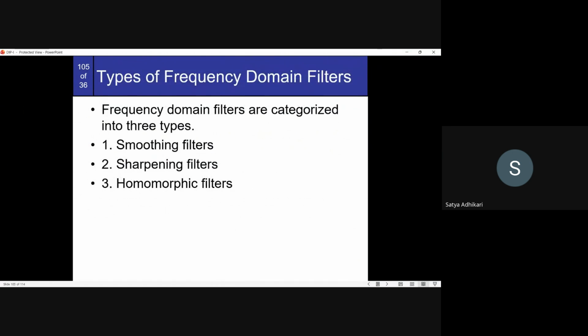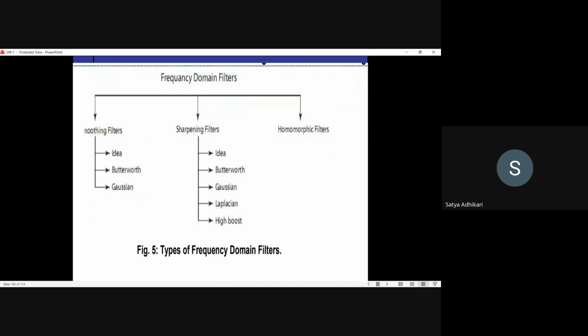The frequency domain filters are categorized as smoothing filters, sharpening filters, and homomorphic filters. There are smoothing filters: ideal, Butterworth, and Gaussian filters. Sharpening filters: ideal, Butterworth, Gaussian, Laplacian. And then homomorphic filters.